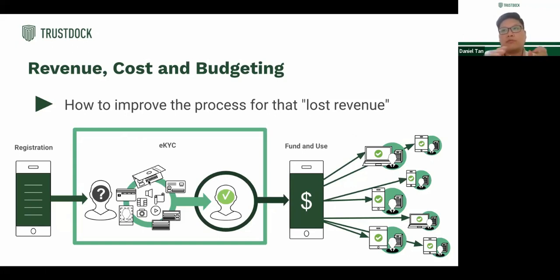It will allow you to focus on the important parts of the business, which is really driving the registrations, getting people onboarded onto your platform, funding and using your platform, or just generally using your services altogether. You really want to utilize eKYC to work for you, to lower your costs and increase the revenue.